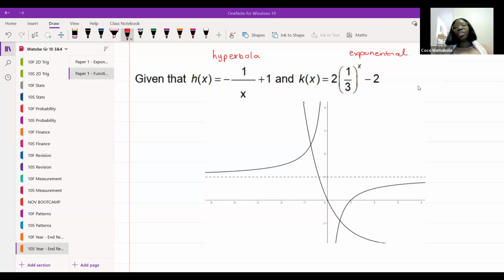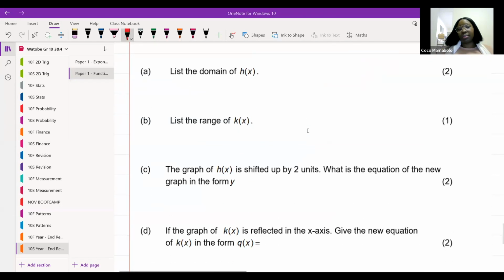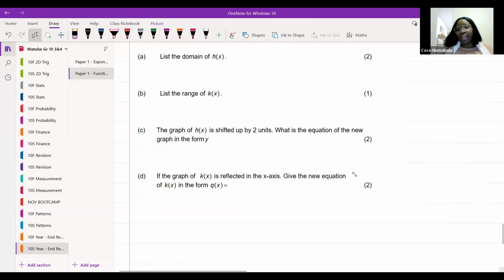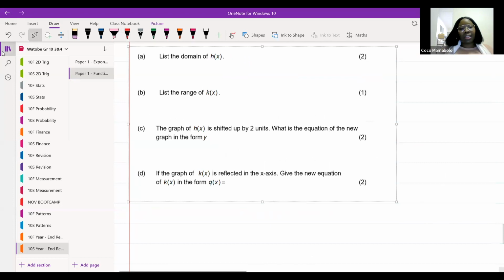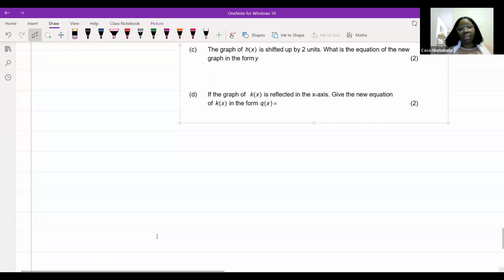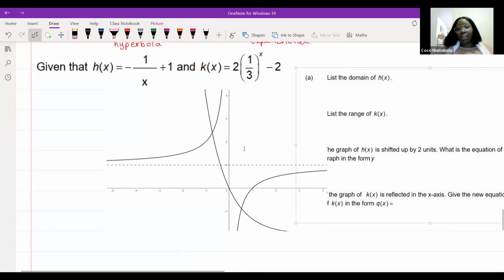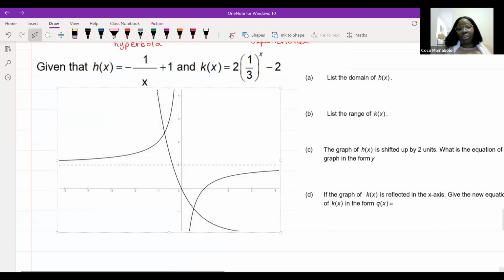Now, they've already drawn the graphs for us, so there's no need for us to draw the graphs. So all we're going to do, guys, is interpret them. All right, here is your set of questions. I'm going to make them a little bit smaller and put them alongside my graphs. Give me a second. Let's do this. We're going to move you over to the other side.